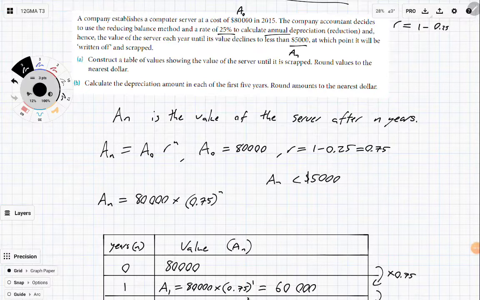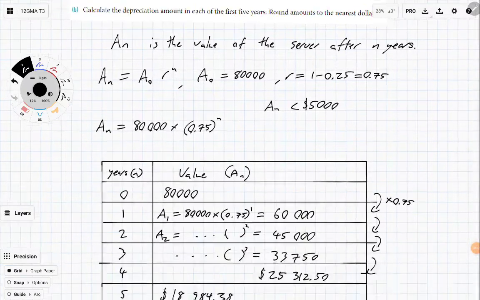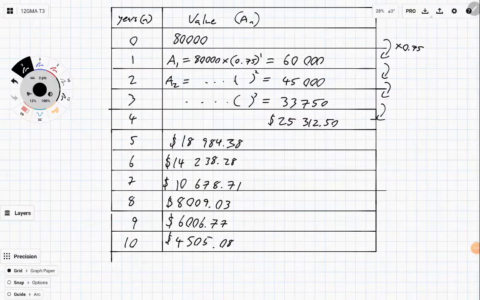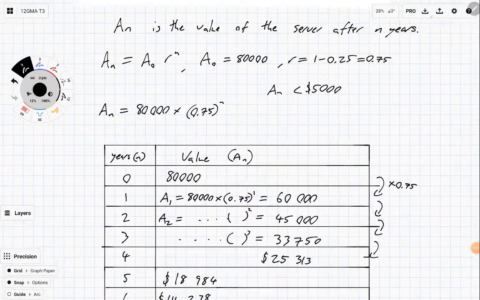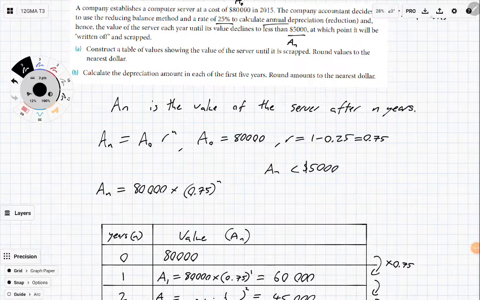So the answer to the question is... it says round values to the nearest dollar. So I'm going to do some rounding. I'll be back in a second. Alrighty, now that I've rounded everything to the nearest dollar, let's just fix things up a little bit. And so we can now say that it takes 10 years for that to happen. B, it says calculate the depreciation amount in each of the first 5 years. Round amounts to the nearest dollar.